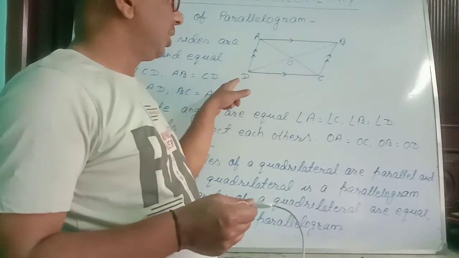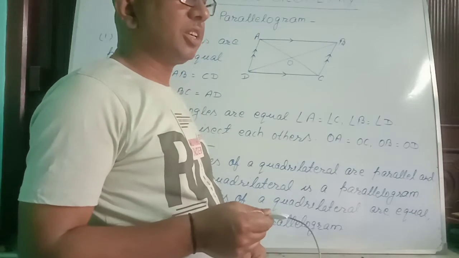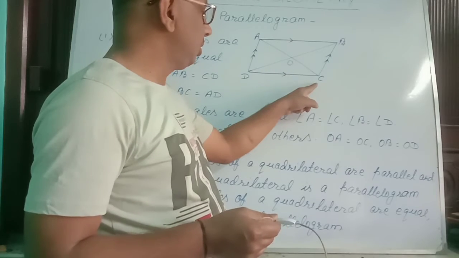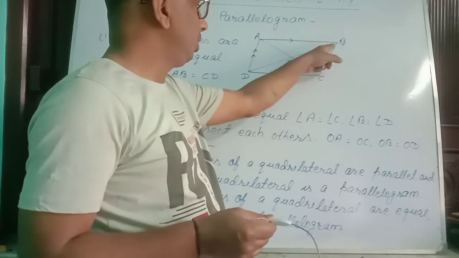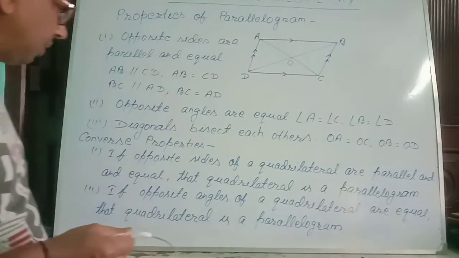AC and BD are diagonals, both bisect each other. Both bisect each other, it means OA equal to OC and OB equal to OD.